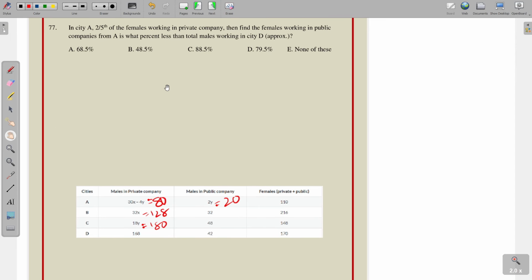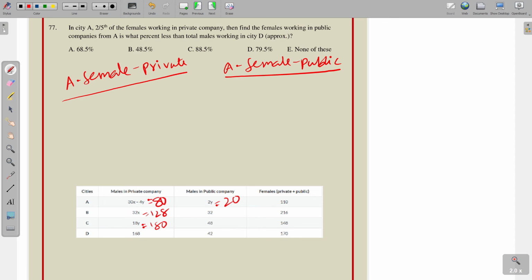In city A, 2/5 of female, A city, female, private are 2 parts, total parts are 5, means A city, female, public is 3, private is 2, total is 5, means in that city A, the female, private, public total 110 is divided in 5 parts. In these 5 parts, this is 2 means 44, this is 3 means 66.